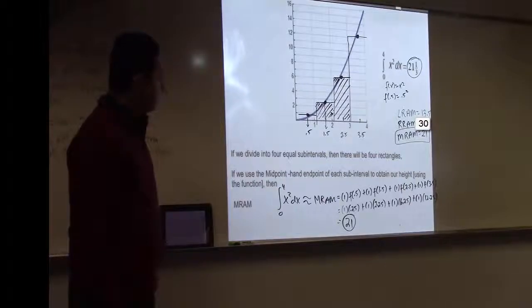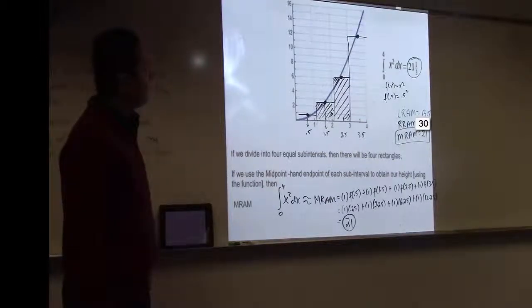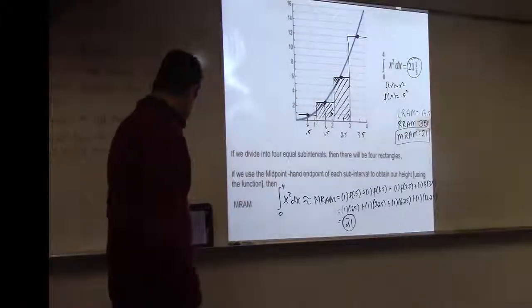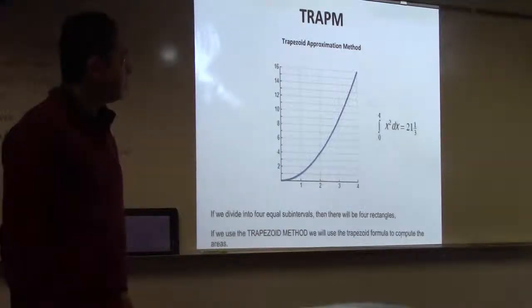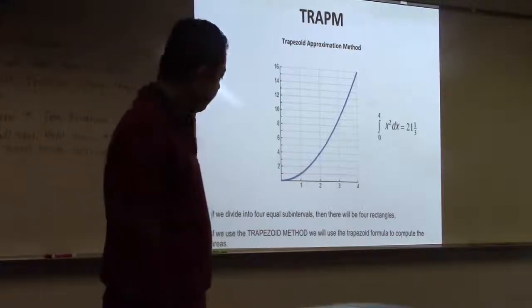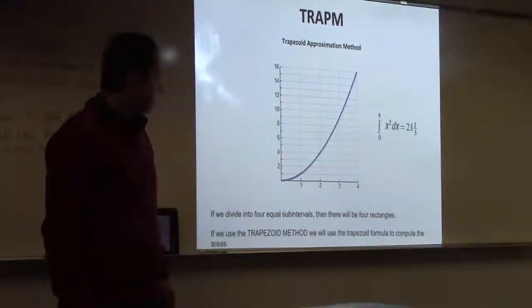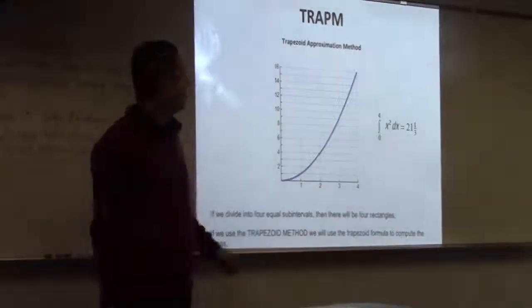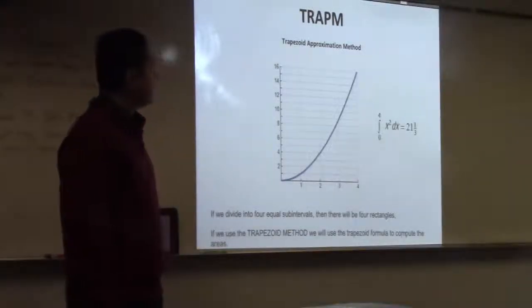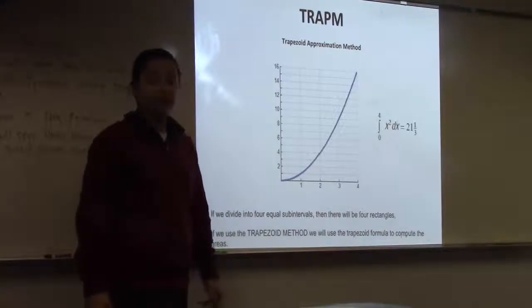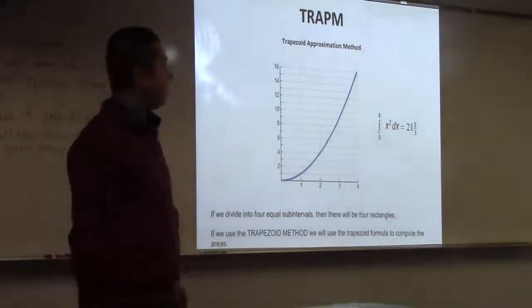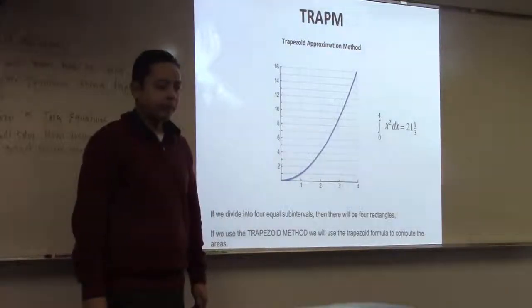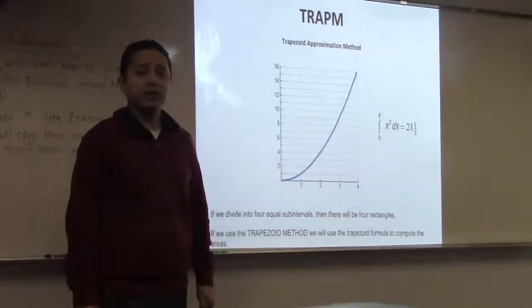So there you have it, guys. That is the midpoint rectangular approximation method. The trapezoid approximation method. Of the 4 methods that are tested on the AP exam, this is the one that takes the most effort to do the setup. The reason being is because you do have to recall what the formula for the area of a trapezoid is.